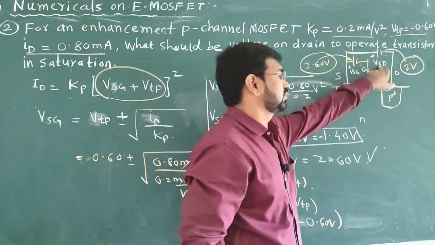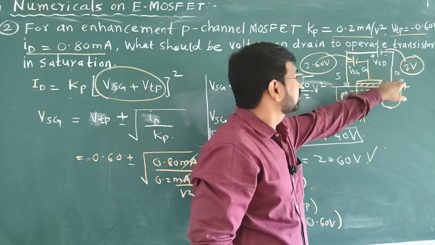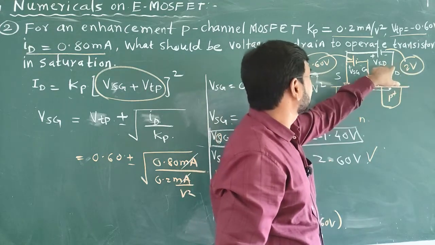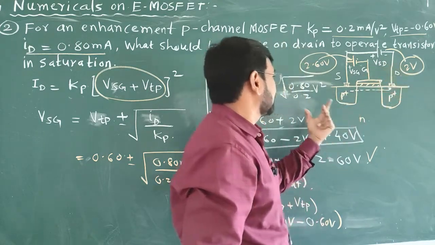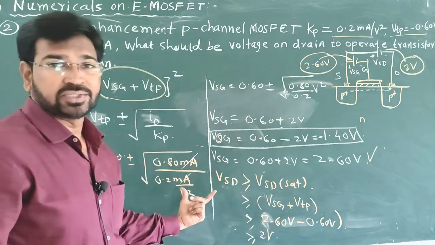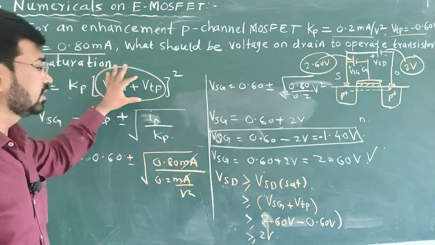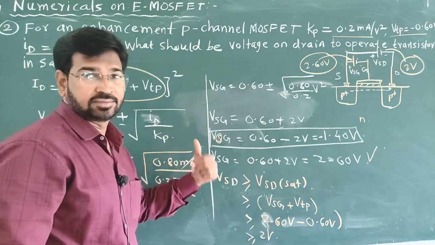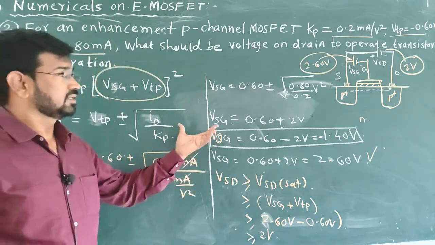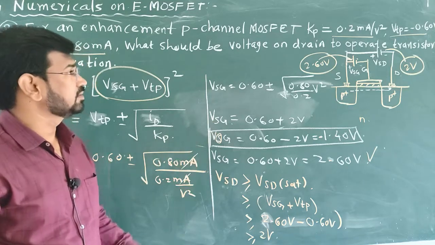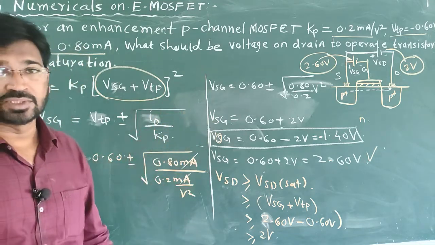Again, source is at positive potential with respect to drain. So, when we maintain 2 volt on source with respect to drain, at that time this transistor works in saturation mode, and our equation is valid for this condition. Let us solve one more example on basic equations of NMOS and PMOS.